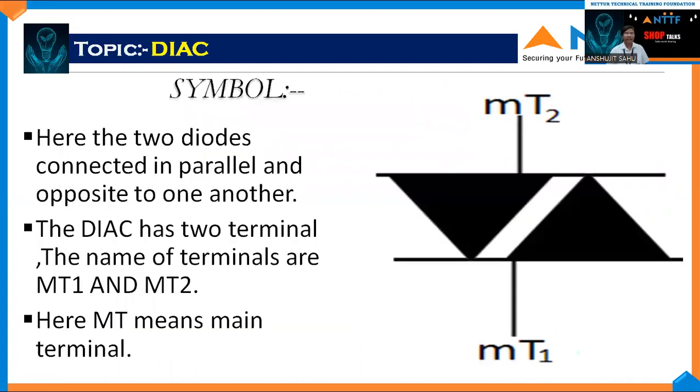Then the symbol of DIAC. Here two diodes are connected in parallel and opposite to one another. The DIAC is a two terminal device. The names of the terminals are MT1 and MT2. Here MT means main terminal.